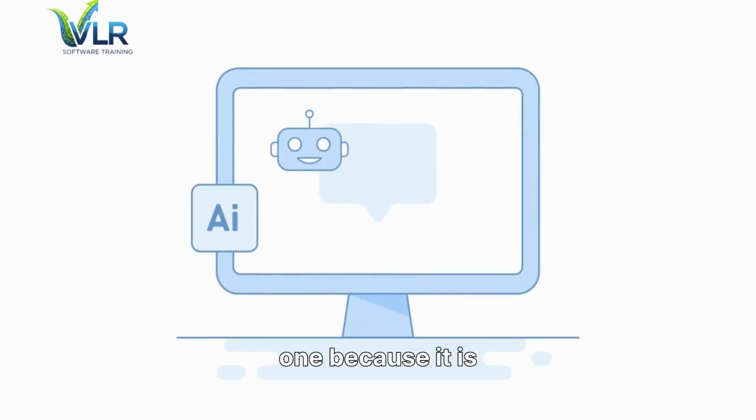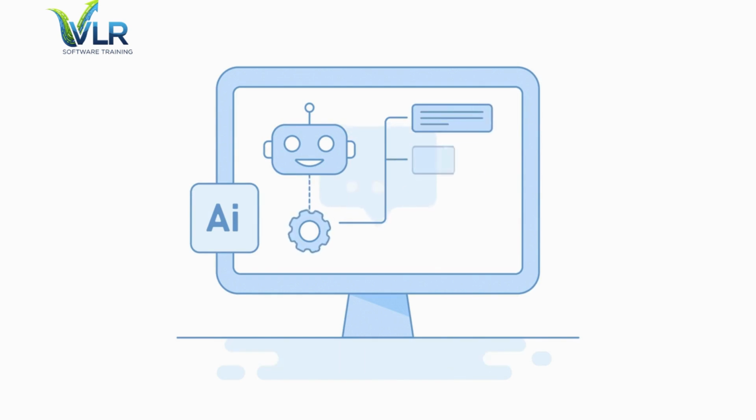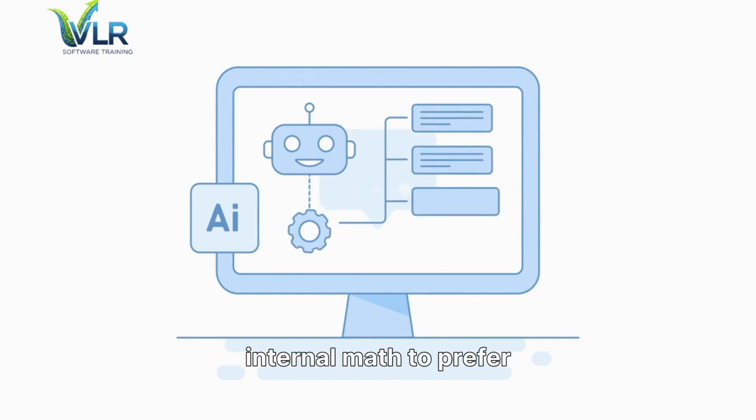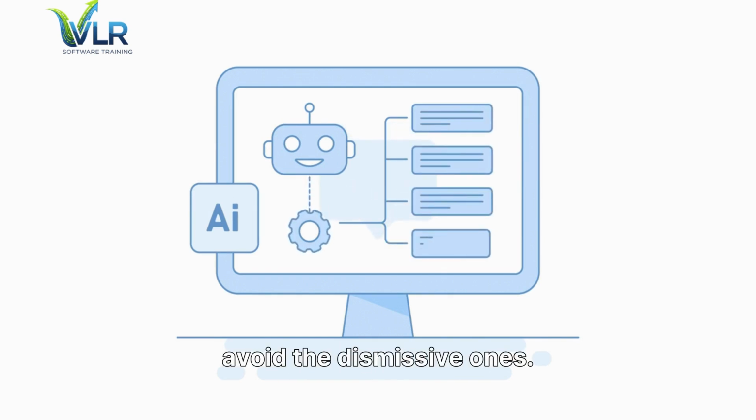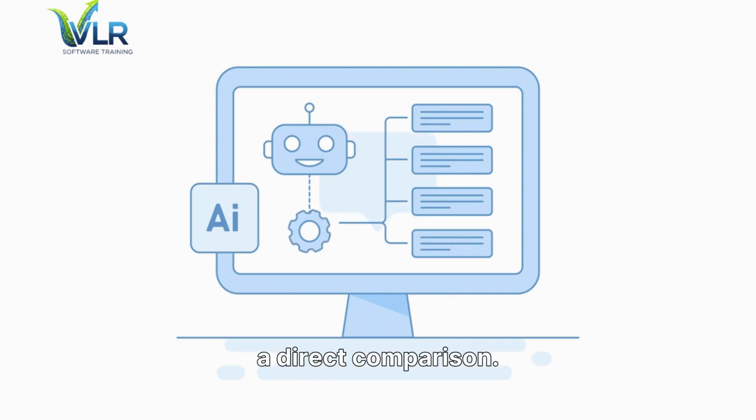Humans label the first response as the chosen one because it is empathetic. The second is the rejected one because it is rude. DPO updates the model's internal math to prefer the polite patterns and avoid the dismissive ones. No complex scoring needed, just a direct comparison.